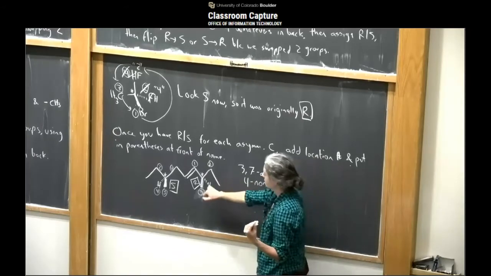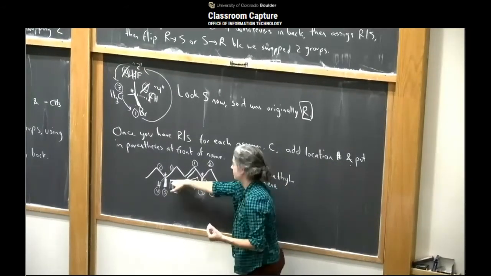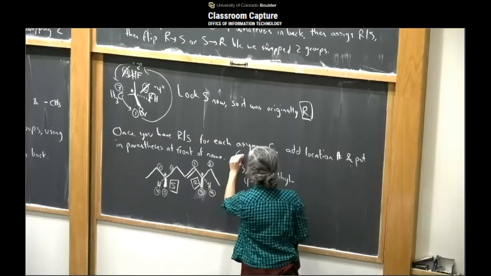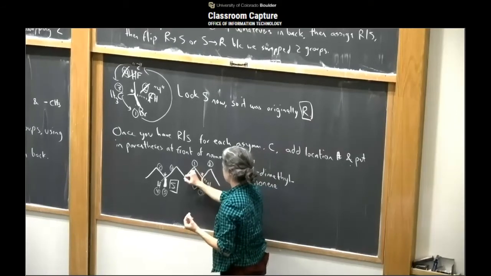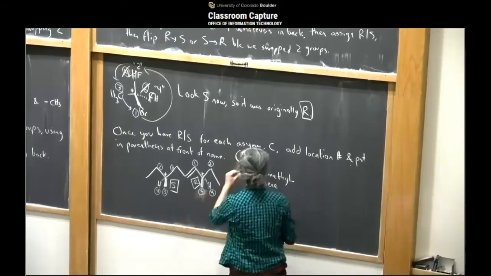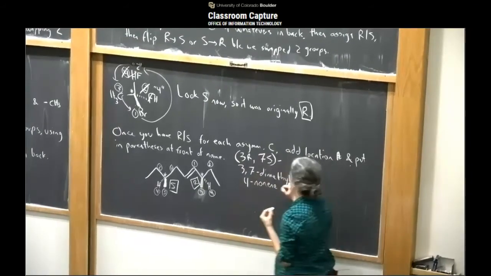What we can do is throw into parentheses at the start of the name a descriptor for what's going on at each asymmetric carbon. So we can say 3R, 7S, 3,7-dimethyl-4-nonene.